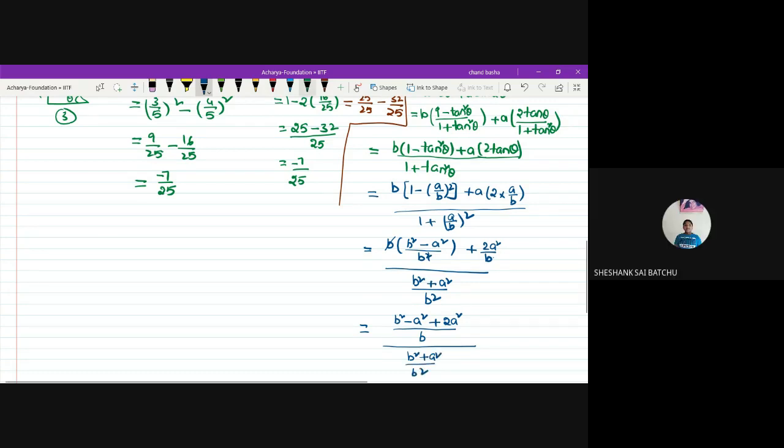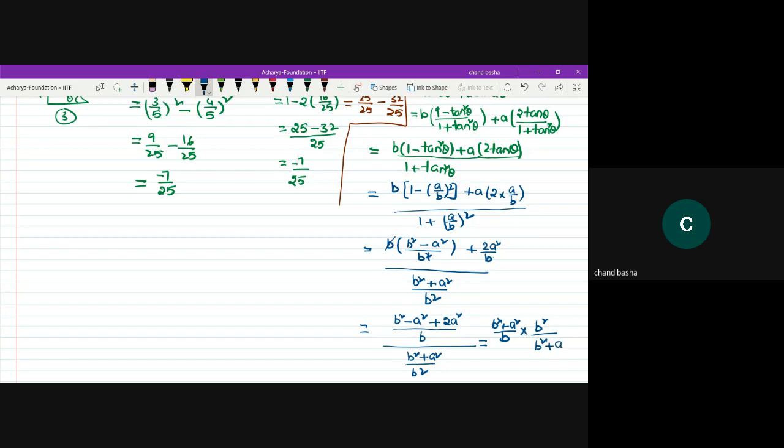You must have the patience to listen to this type of questions. Only one B will get cancelled, guys, this B and then B cancel. You cannot cancel this B square and B square. If there is a common value, you can cancel. So minus A square plus 2A square means you will get B square plus A square in the numerator part, divided by B. So can we take its reciprocal? B square divided by B square plus A square.